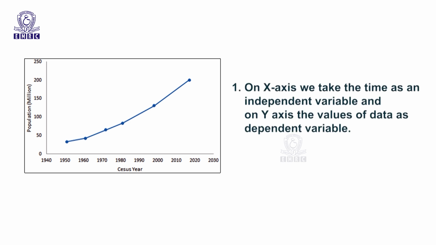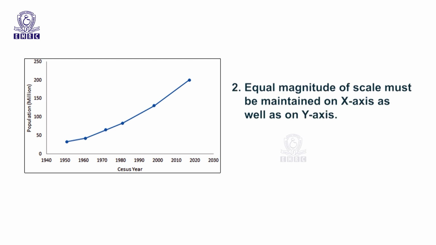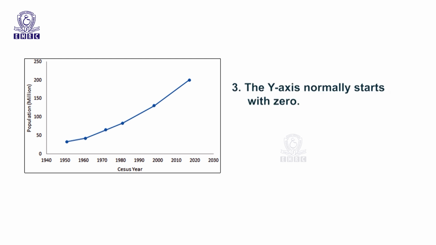1. On the x axis, we take the time as the independent variable, and on the y axis the values of data as the dependent variable. Now, plot the different points corresponding to the given data. Then the points are joined by a straight line in order of time. 2. The equal magnitude of scale must be maintained on the x axis as well as on the y axis. 3. The y axis normally starts with 0.